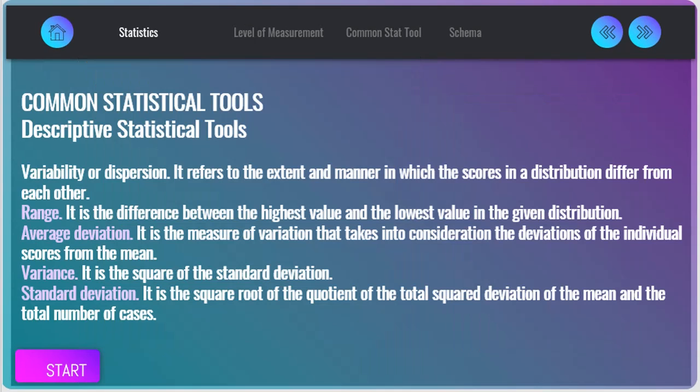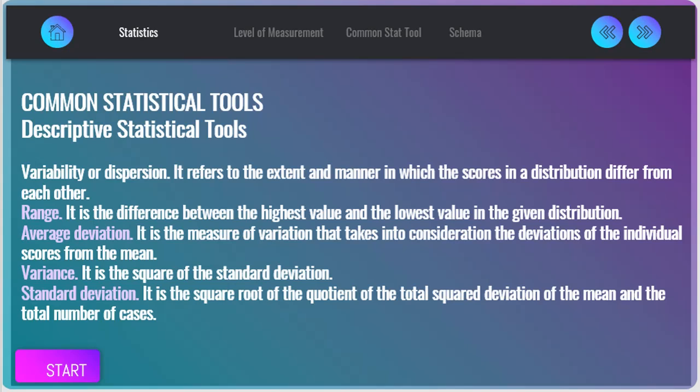The other measurement that requires descriptive statistical tools is the measure of variability or dispersion. Variability or dispersion refers to the extent and manner in which the scores in a distribution differ from each other, or how much the data is spread out. Here's an analogy. In terms of physical fitness, a person who can do the splits is more agile than the one who cannot. The agile one can spread out more. Data sets that are more dispersed are spread out more.